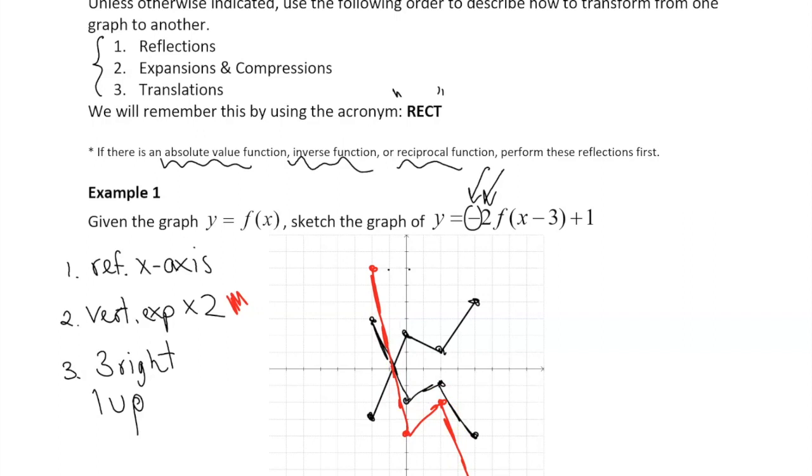And then finally, you want to translate it 3 units to the right and 1 unit up. So we'll take a different color here again, and we'll go 3 units to the right, 1, 2, 3, up 1.